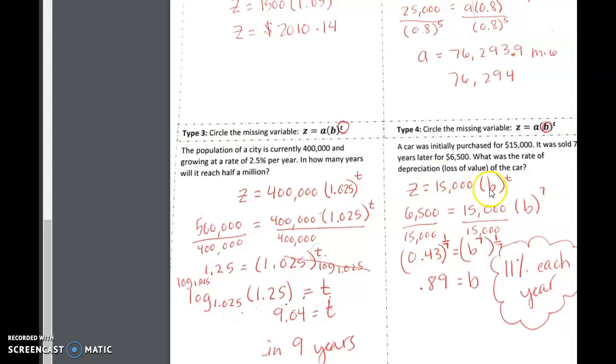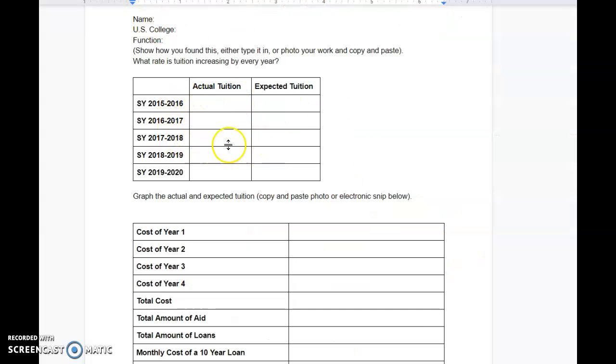And so then this t is going to be from 2015. So if you wanted to use your model to estimate what the tuition would be in 2016, you would make t be equal to 1. If you wanted 2017, t would be equal to 2, 2018, 3, etc., etc. Okay? So that is this part here, how you would find the actual tuition on the internet, and how you would find the expected tuition, using the function you would have just created.